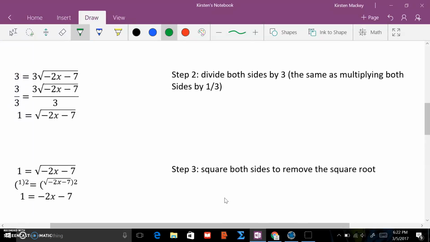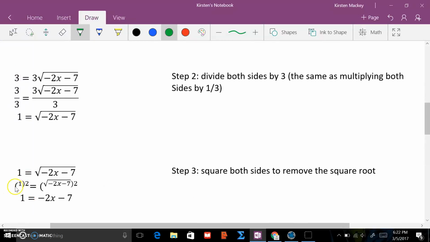For our third step, we had to remove the square root. I'm sorry, this software got a little funky here with the parentheses, so I apologize for that. So what we're going to do is square both sides. So I'm squaring this square root. Well, they're inverse operations. They're going to undo each other. So we're just going to be left with what's inside of that radical sign, that -2x minus 7. And 1 squared is 1.